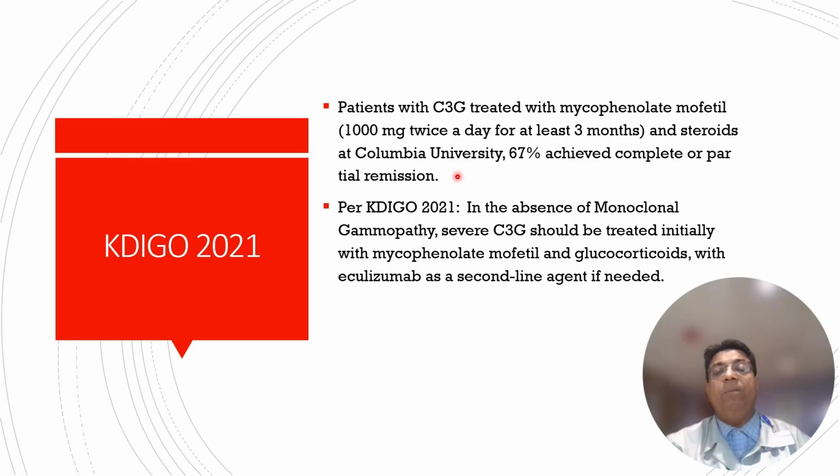Patients with C3 glomerulopathy treated with mycophenolate, 1 gram twice a day for at least 3 months, and steroids, 67% achieved complete or partial remission. This was a study at Columbia University. According to KDIGO 2021, in the absence of monoclonal gammopathy, severe C3 glomerulopathy should be treated initially with mycophenolate mofetil and glucocorticoids, with eculizumab as a second-line agent if needed.